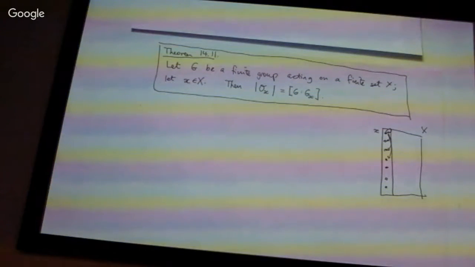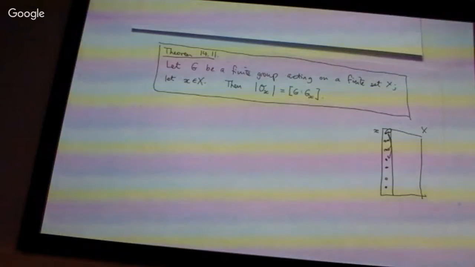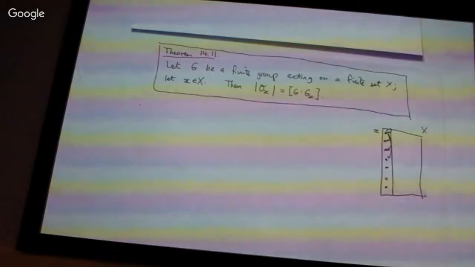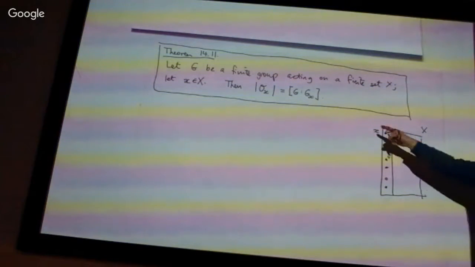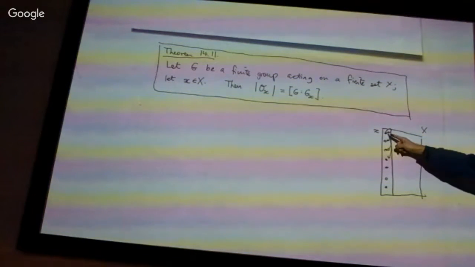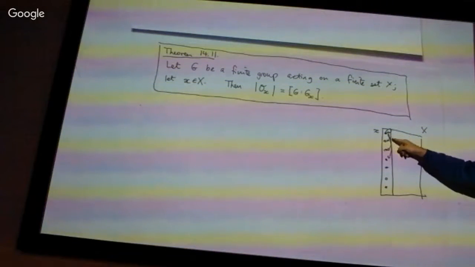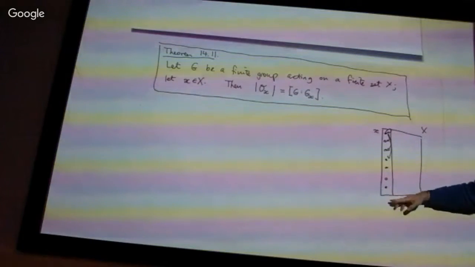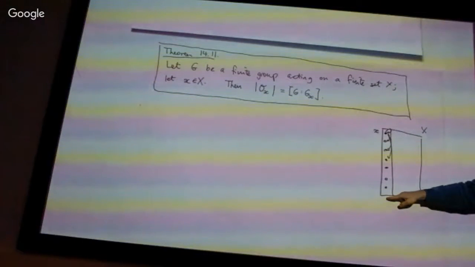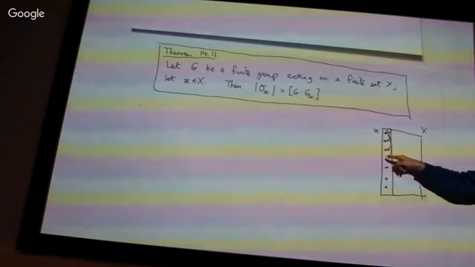Now, I'm coming back again to what I said to Jordan. It was a brilliant comment. He said that the orbits should all be the same, but they're not because they're slightly dependent on the stabilizer. So if the stabilizer is trivial, only contains the identity, then every other element of G moves x somewhere else, and then the orbit will be the same size as the group, because every element of the group moves x somewhere else.